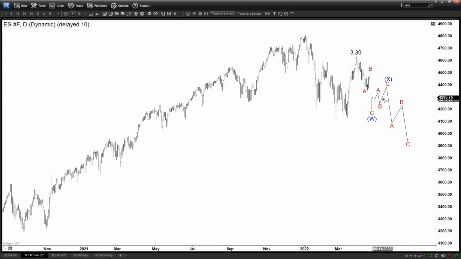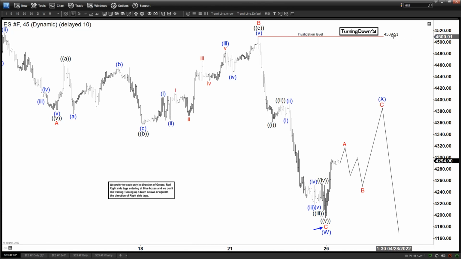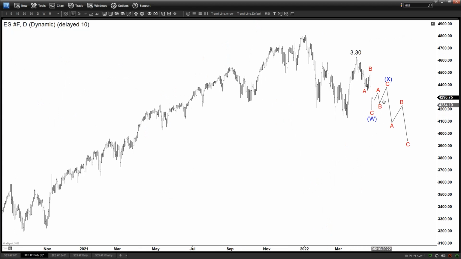So the rally, therefore, should fail. Now the B, this 4509, is an important level, but actually if you look at the daily, because the X here is correcting this entire decline, the more important level is not the B. The more important level not to be violated is actually this 330. This is the real key level here.